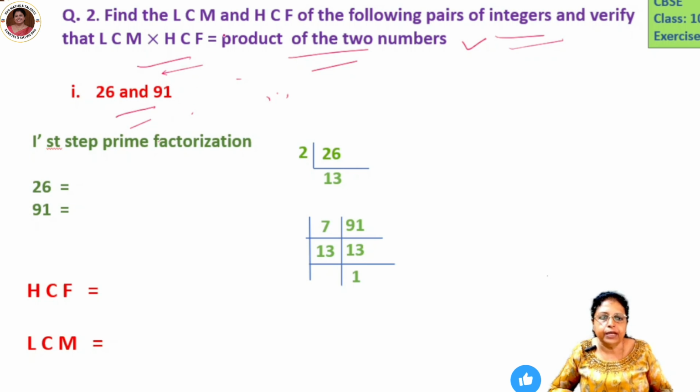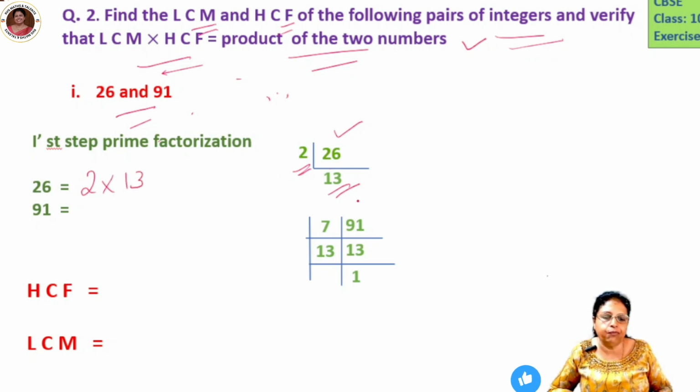So first thing you have to find out LCM and HCF. How to find LCM and HCF? Do you remember? We first factorize it. Okay. So prime factorization of 26. 26 is divided by 2, you will get 13. So you can write 26 as 2 times 13.